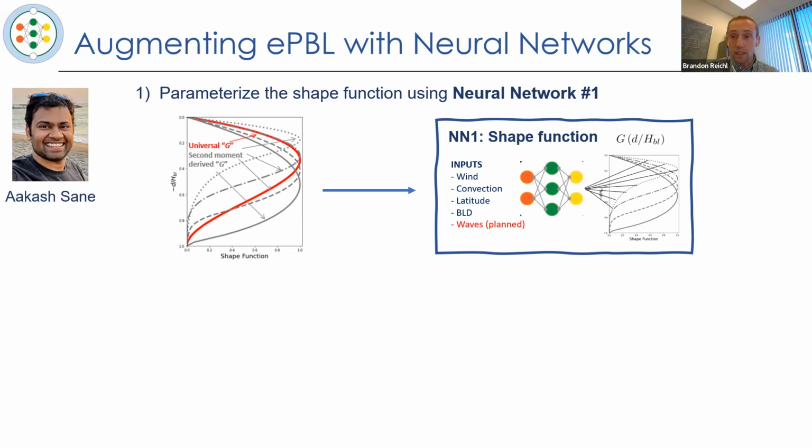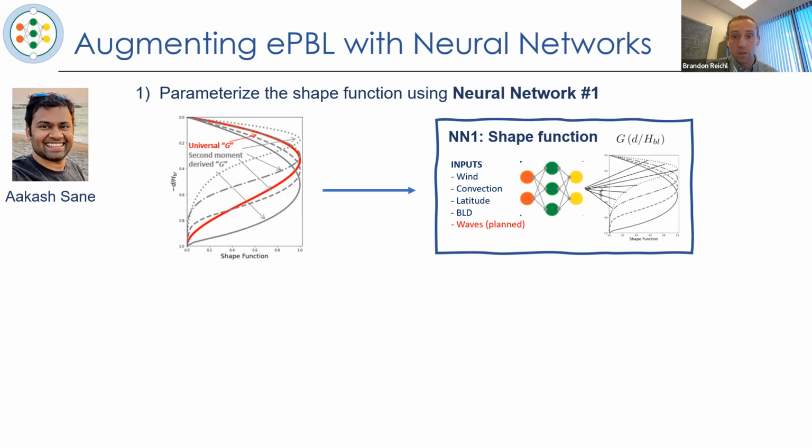And so now what Akash has been doing is he's been working to build neural networks that are going to be able to predict the variability of this shape function based on a set of input parameters. In particular, what we've found are the important input parameters for predicting the variability of the shape function are things like the boundary conditions of the problem, so the wind forcing or potentially the buoyancy forcing, as well as the latitude and the boundary layer depth. Of course, waves are something that we're also going to be layering in soon, so I've also included that here.